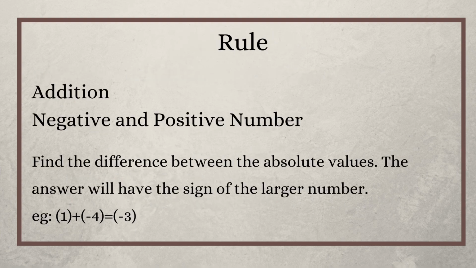Summing up, to add a positive and a negative number, find the difference between its absolute values and the answer should have the sign of the larger number.